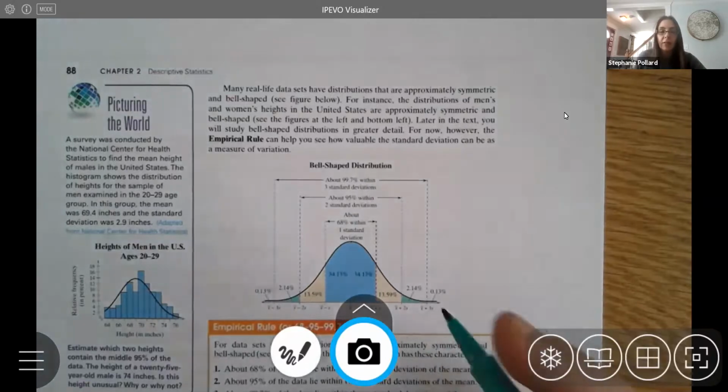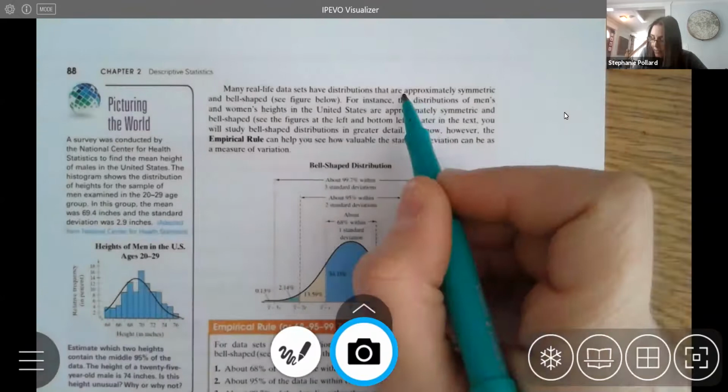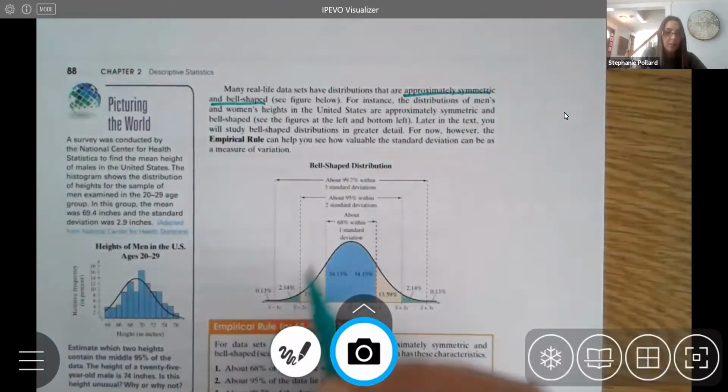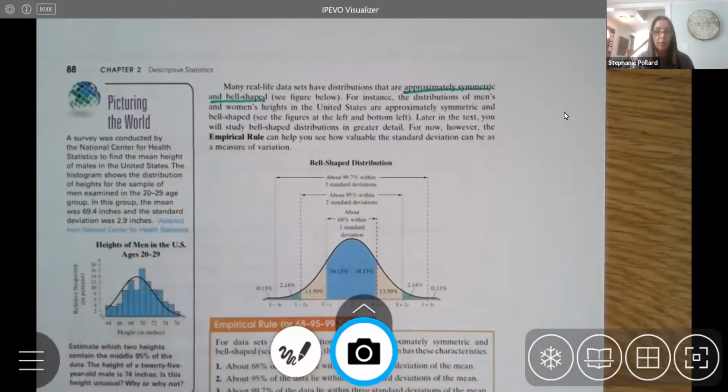Now, many real-life data sets have distributions that are approximately symmetric and particularly bell-shaped. So they look like this, right here, this bell shape. We call that a bell shape, almost like an upside down U. And there's actually a lot of data that naturally follows that pattern. So for instance, heights and weights, if you have a large enough sample size, naturally follow that bell shape on their own. So we have a lot of data that is naturally bell-shaped, not everything, but there's a lot that is.